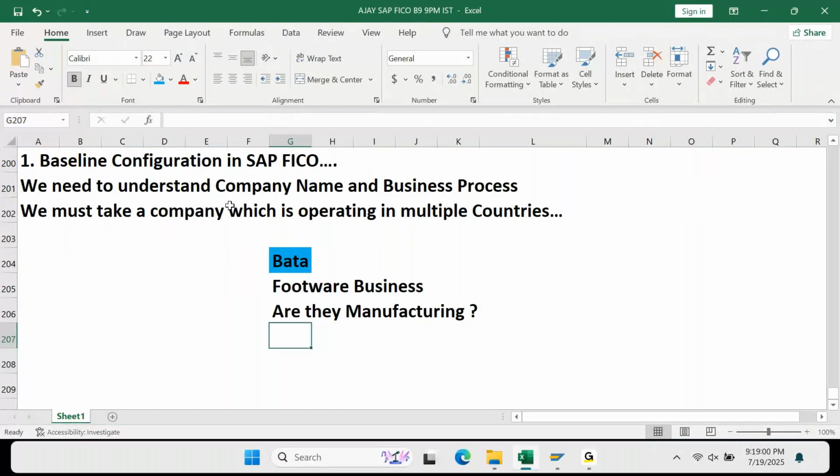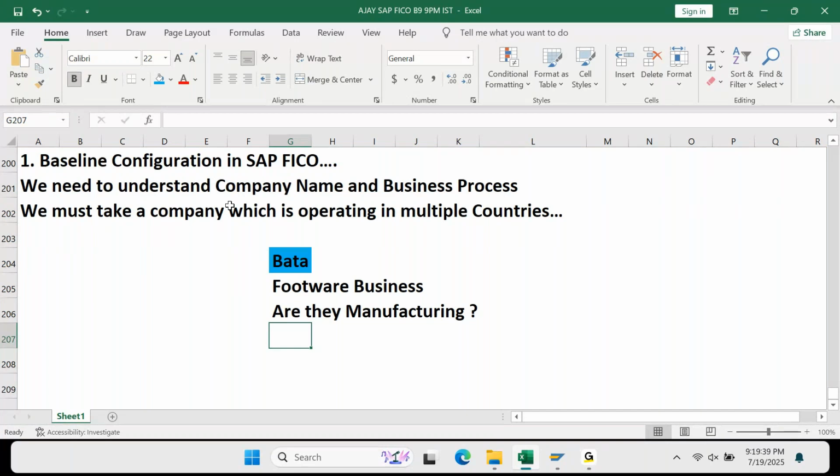Is it their own manufacturing, or are they purchasing from somebody else and then selling it to the customer? I think both. Let's assume that it is their own manufacturing. We don't need to go in depth into it, because all this will be given to us by the user in the project. Your client will tell their business process. Here, since we do not have any client, we need to have our own basic fundamental understanding. In such a way, you will get different point exposure here. Let's assume Bata is manufacturing their own shoes.